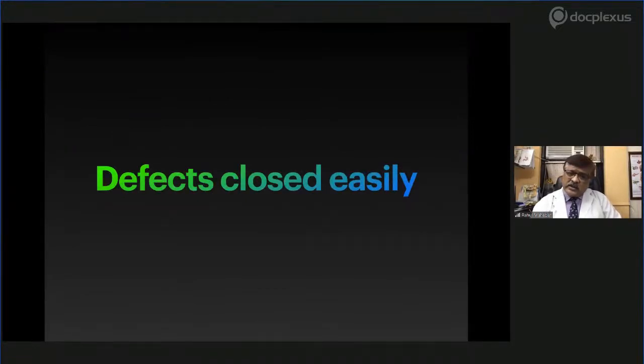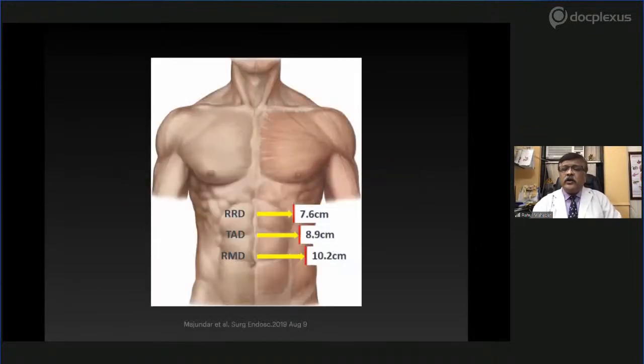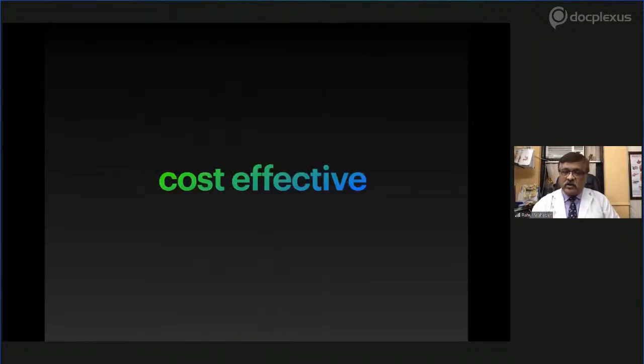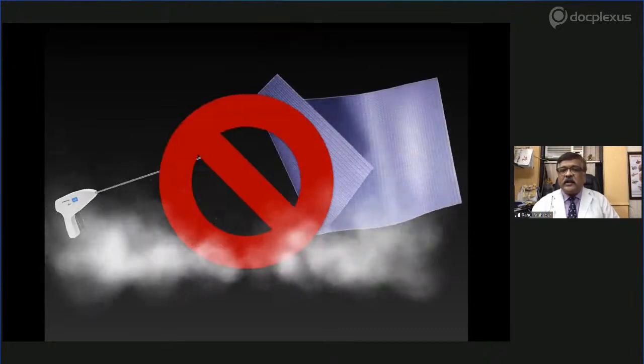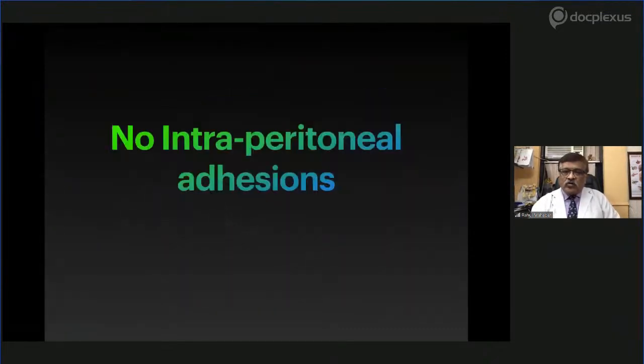Now, is it possible to close the defect all the time? If you do the retrorectus dissection, you can mobilize from one side up to 7.6 centimeters. If you do the transverse abdominis release, you can mobilize the abdominal wall by 8.9 centimeters. And if you do the retromuscular dissection till the lateral muscles also, then you can mobilize up to 10.2 centimeters. If you compare the cost effectiveness of an E-TEP, both composite mesh and tackers are not necessary for the E-TEP repair. Another advantage is there are no intraperitoneal adhesions.